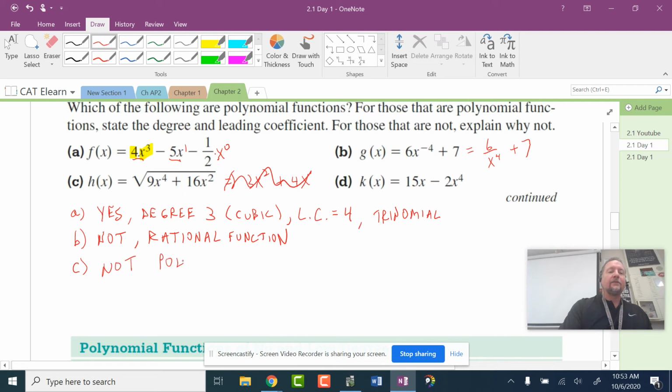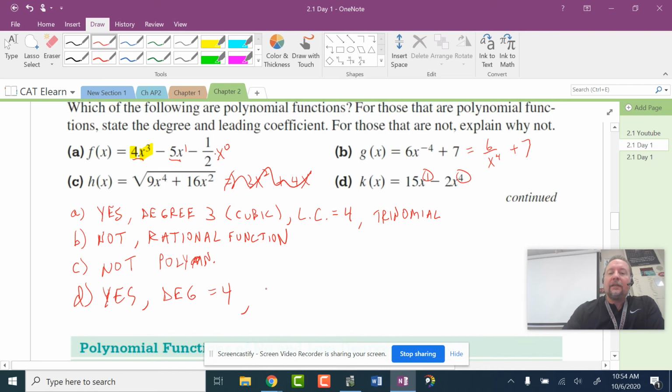So polynomial, for reiteration for everyone at home right now: nice whole number powers on the x's, no negatives, no square roots on variables. So that makes letter D, yes, a polynomial. And the degree of it is 4. We have a 4 and a 1. The degree equals the highest degree of the polynomial.